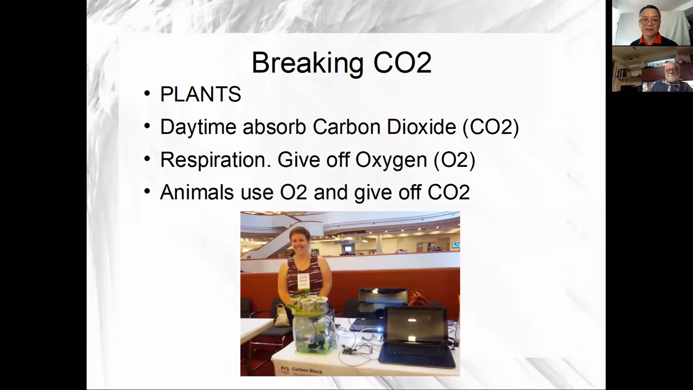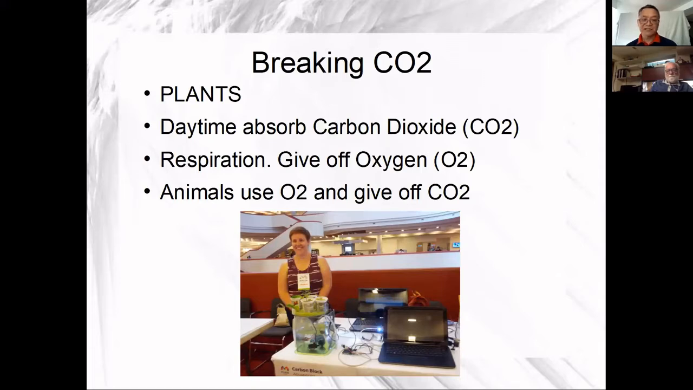So the idea is to actually break the carbon dioxide chain. Plants, in the daytime, absorb carbon dioxide and give off the oxygen to us. And animals, we do the other thing. We use the oxygen and give off carbon dioxide.